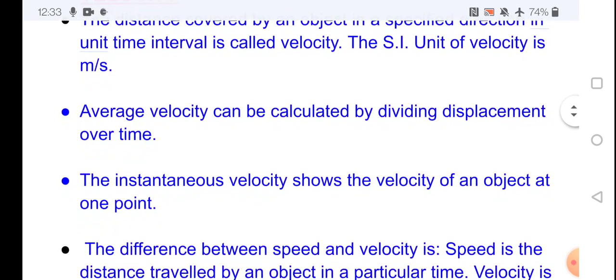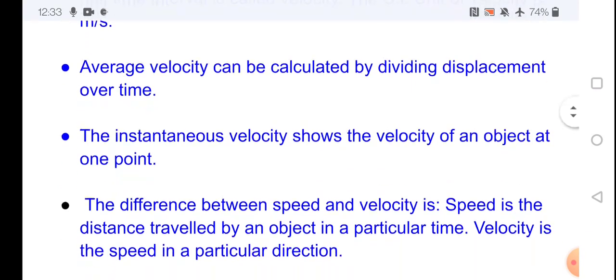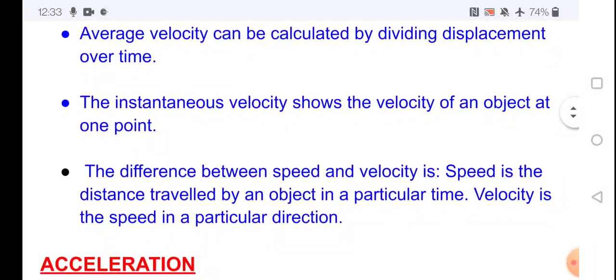Average velocity can be calculated by dividing displacement over time. That is, average velocity is the ratio of displacement to time. The instantaneous velocity shows the velocity of an object at one point.